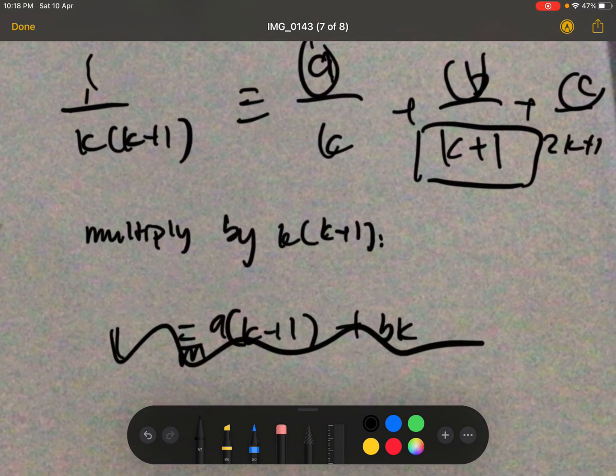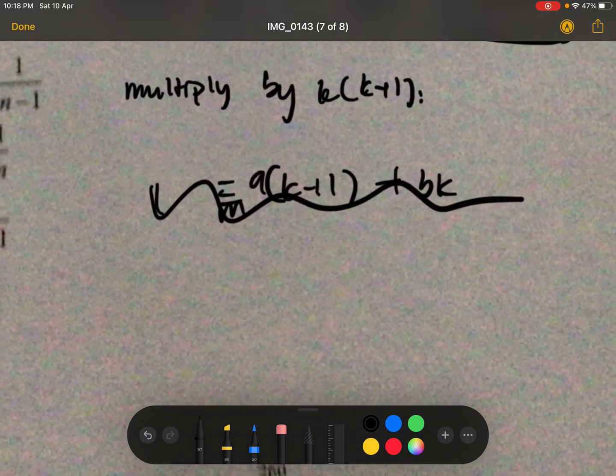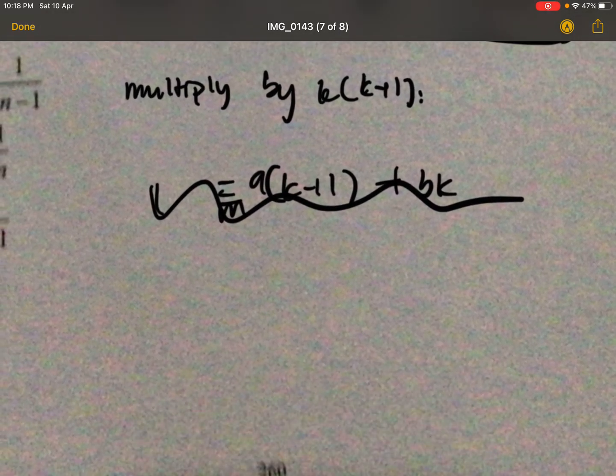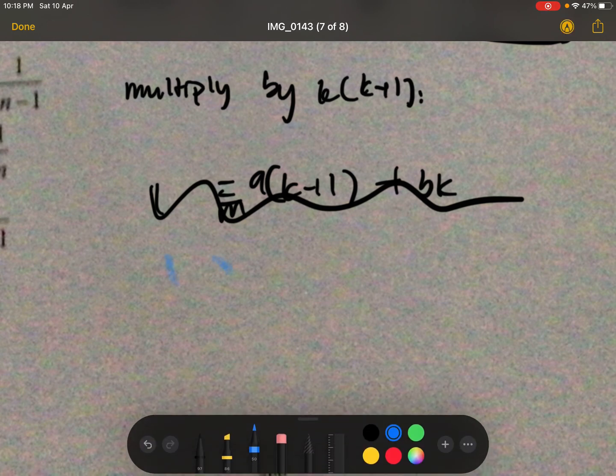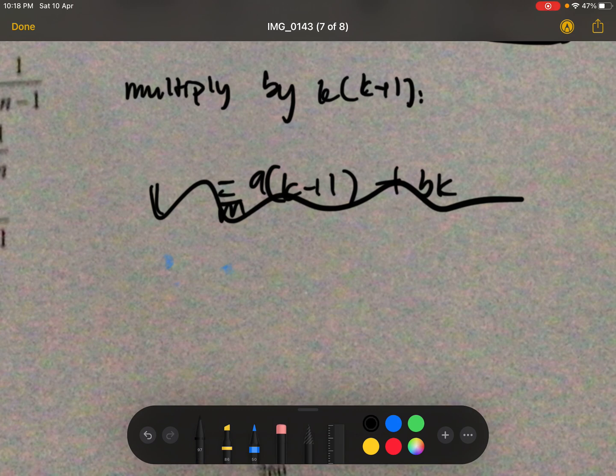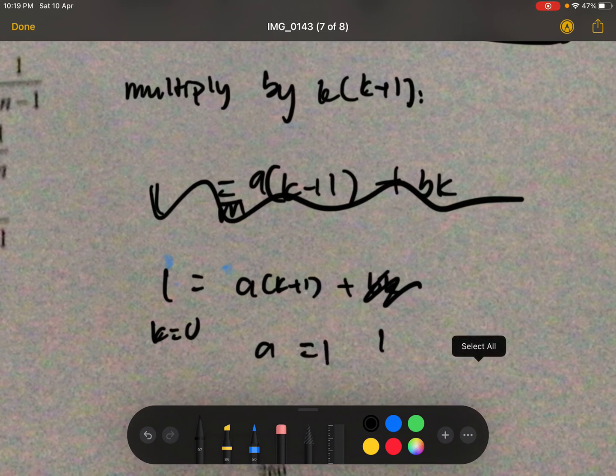So after that, we will get A, k plus 1 plus bk. So 1 equals A, k plus 1 plus bk. So how do we find A and B? If we let k equal to 0, then b times 0 is 0, right? So A, 0 plus 1 equals 1, so A equals 1. And then if k equals minus 1, then minus 1 plus 1 equals 0, so this is 0. So minus b equals 1. So b equals minus 1.